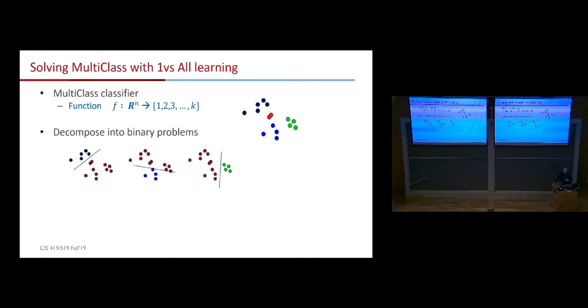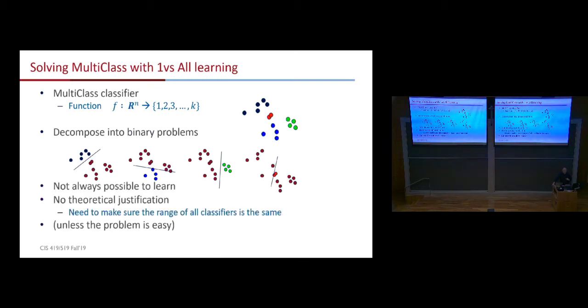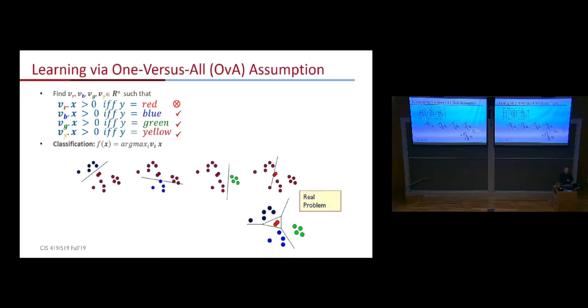Now I have a problem. And this represents when we have problems in this kind of scheme. I cannot distinguish the red from the rest using my linear classifier. So this is where the limitations of this approach are. It's not always possible to learn. There's really no theoretical justification for one versus all, even though it's the most commonly used approach in multi-class classification. So you can see that sometimes it's not going to work.